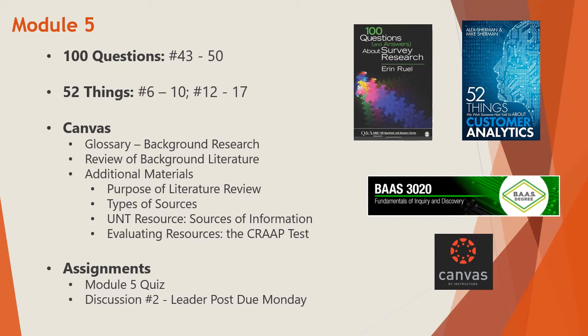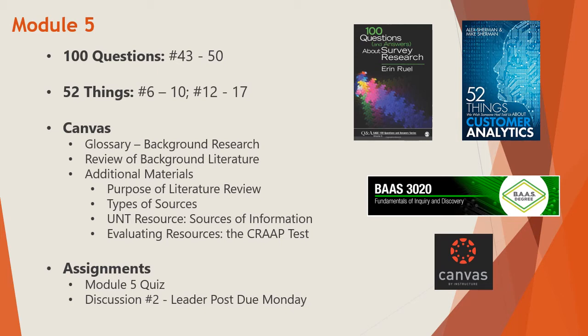In Module 5, here's the overview. We are looking at the text 100 Questions About Survey Research, and looking at questions number 43 through 50. We are also looking at the text 52 Things, and we're going to be looking at things numbered 6 through 10 and 12 through 17.